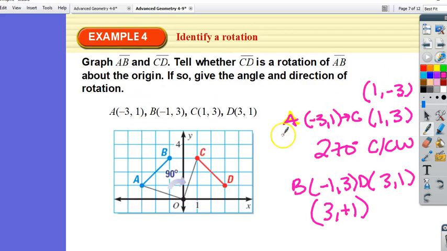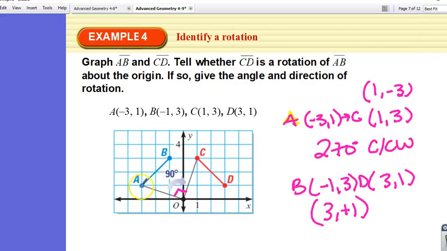And let's look at the picture. Does this make sense? All right, so we're going from A to C. So that's definitely 90. That's 90 clockwise, which is 270 counterclockwise. Make sense?